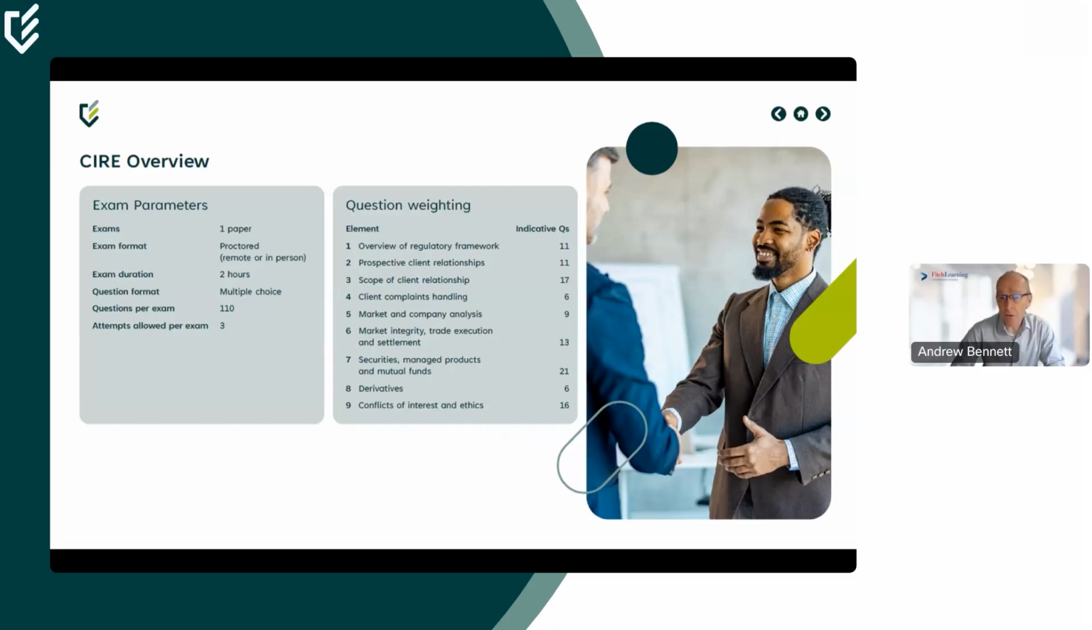The question load throughout the 9 papers ranges from 75 questions to 120 questions. The time allocation ranges from 2 hours to 3 hours. However, the question time ratio is not a fixed thing across the syllabi. For example, CIRE, the one we're looking at now, has 110 questions across 2 hours, giving candidates just over a minute per question. Retail Securities has 120 questions in 3 hours, giving 1.5 minutes per question.